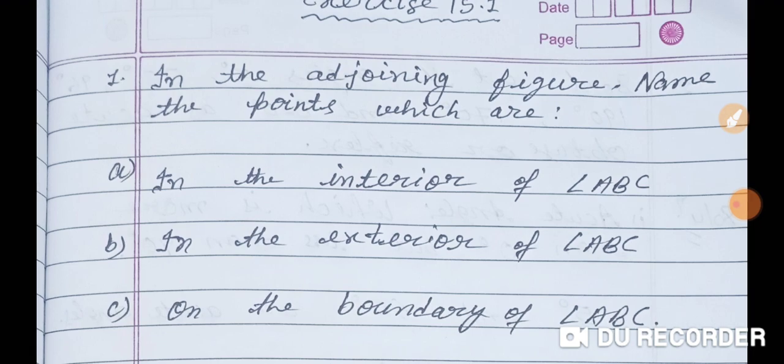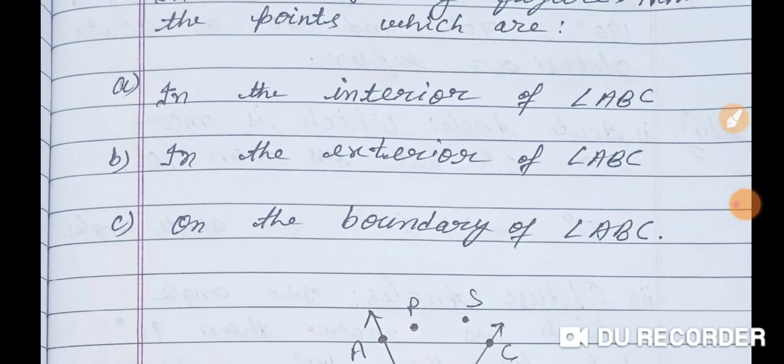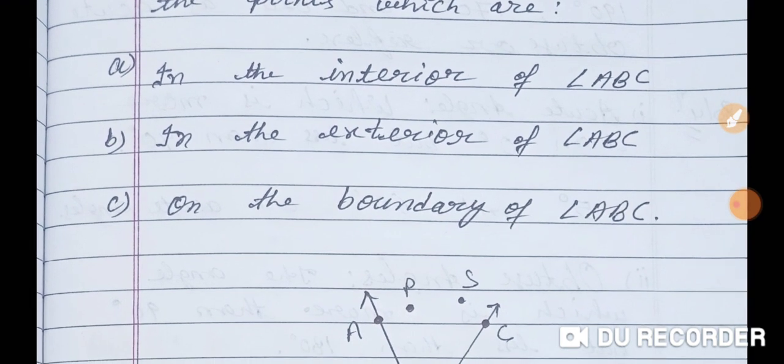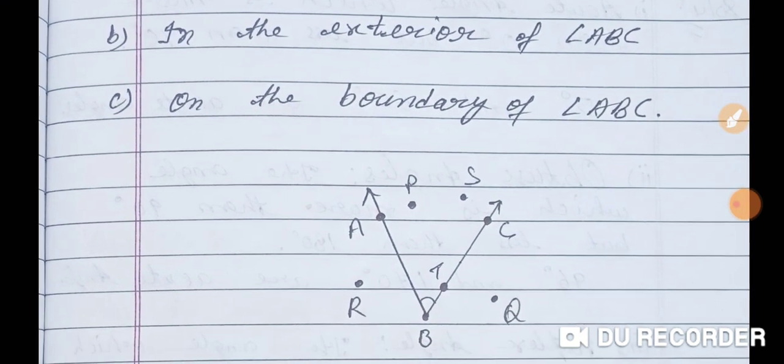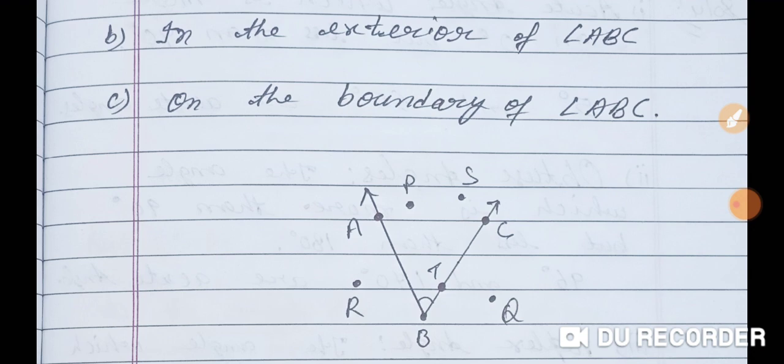Question number 1. In the adjoining figure, name the points which are: A, in the exterior of angle ABC; B, in the interior of angle ABC; C, on the boundary of angle ABC. Firstly, please see this picture. This is the figure in which two lines, line BA and line BC, pass through the point B to form an angle.